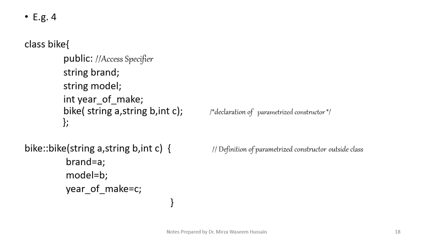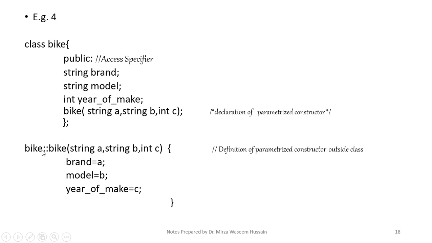We will declare string type brand, model, and integer type year of make. These are three properties that we can define for a bike. Then we declare a bike constructor, named Bike, with three arguments: string A, string B and string C. Here we only declare it, we don't define it. We will define it outside the class.